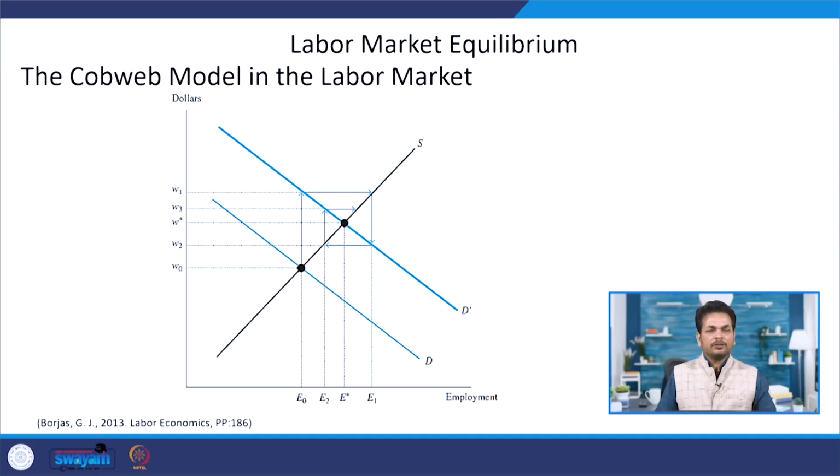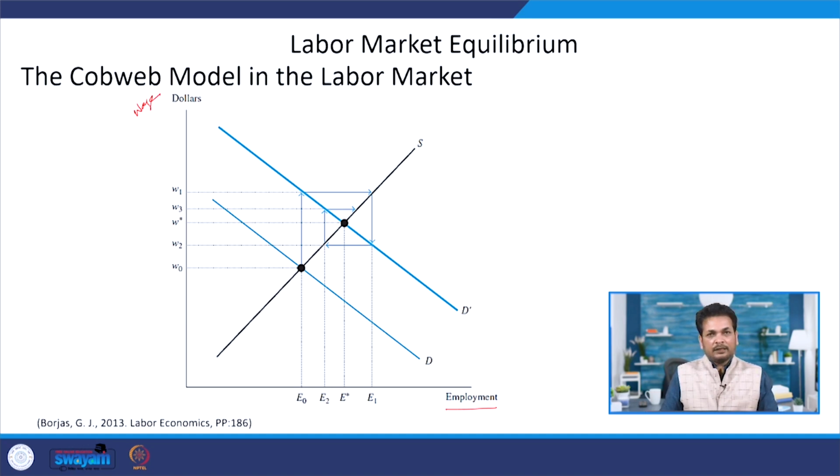So, considering these two assumptions, let us try to explain how labor market adjustment takes time over a period of time, and how it affects employment and wage outcomes in the labor market. Here we have considered a simple demand-supply framework of this labor market. On the x axis we have taken the number of employment, and on the y axis we have taken the wage.